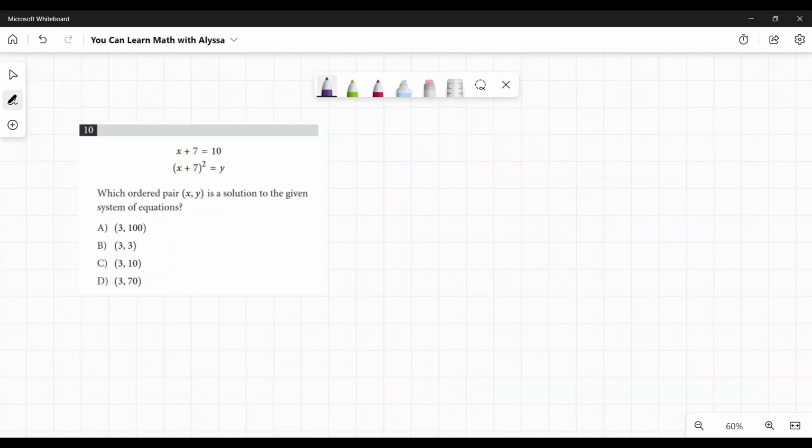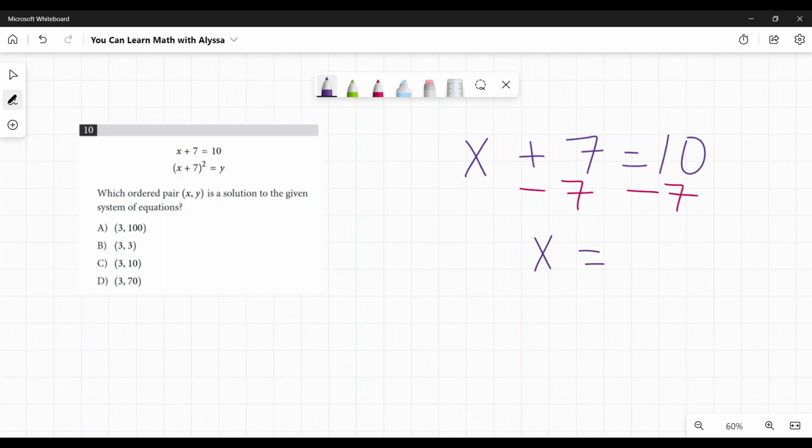Number 10. x plus 7 equals 10 and (x plus 7) squared equals y. Which ordered pair x, y is a solution to the given system of equations? So we need to solve for both of them. I'm just going to look at that first equation because it only has one variable, x plus 7 equals 10. So I can solve for x there. I'm going to undo what's been done by subtracting 7 from both sides. So on the left, I'm just left with x, and on the right, I have 10 minus 7, or 3. So I know the first part of my ordered pair is 3, which frankly, I would have known anyway because they gave it to me. Every single answer there has 3 as the x value, so we know we're right on the 3.